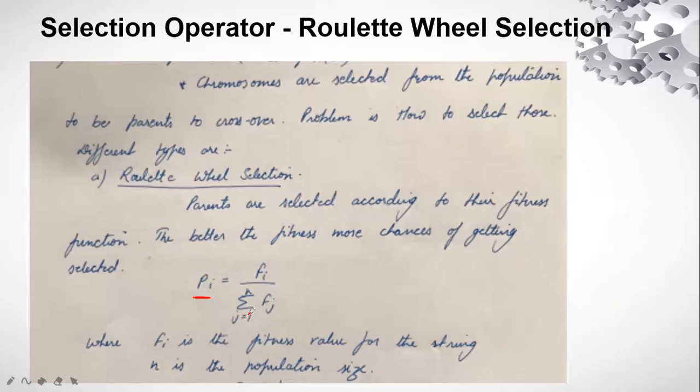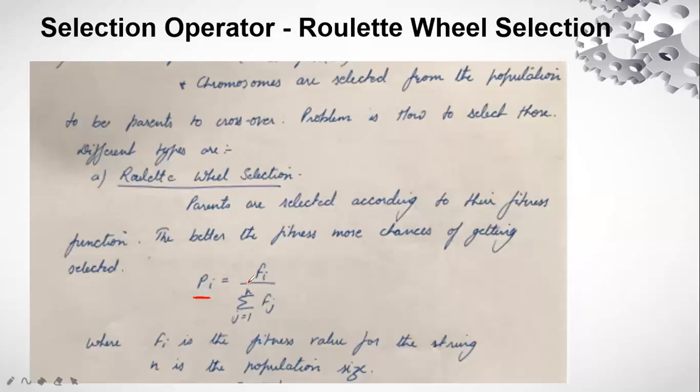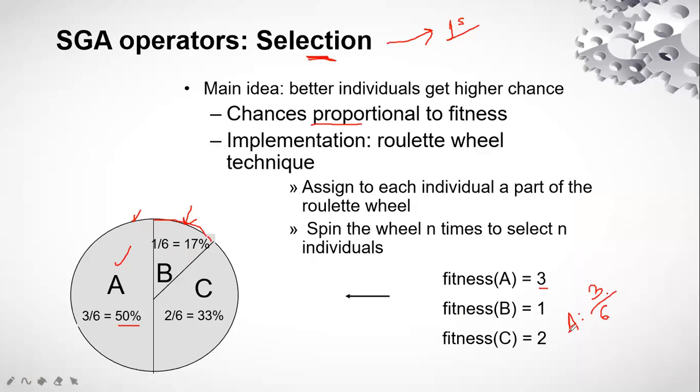What does this mean? This means that whatever the total number of fitness we have, let's say we have n number of individuals, we are going to add the fitness value of n individuals, right? That we did here. We have 3 individuals and we added the fitness value of 3 individuals. 3 plus 1 plus 2, so 6, right? And then the fitness value of that particular individual for which we are going to calculate the probability. Let's say I'm going to calculate the probability of A. So PA, right?